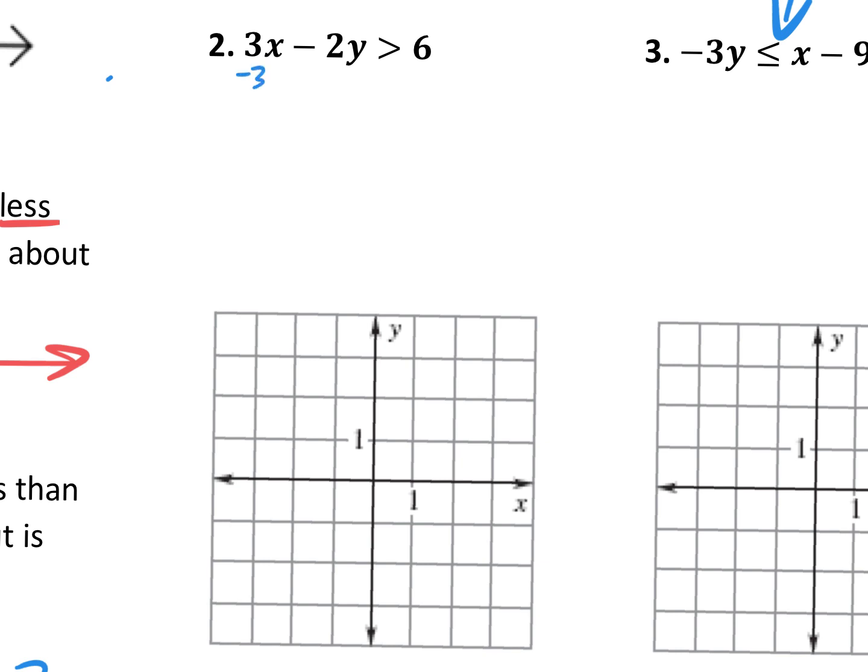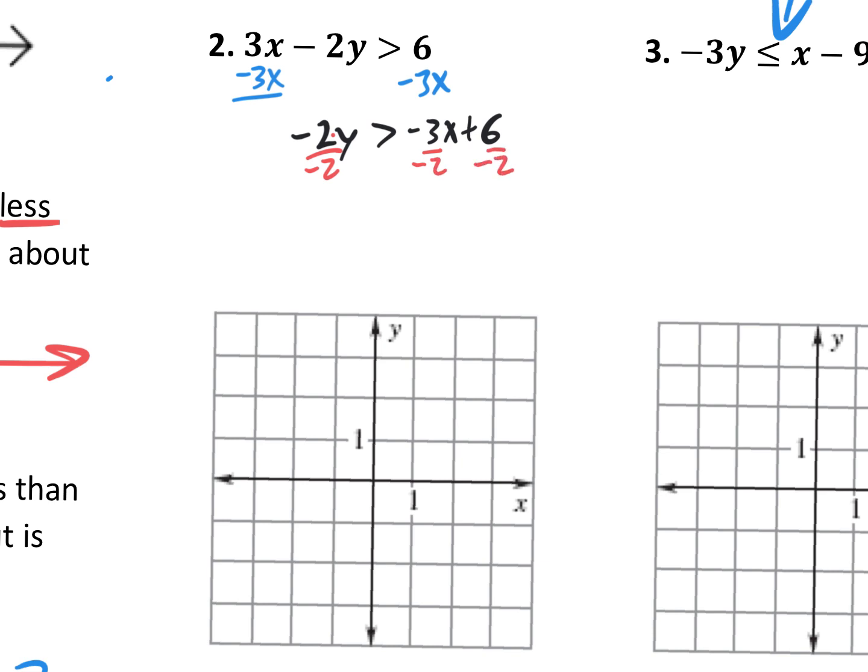Even before that, we're going to subtract 3x and subtract 3x to get y by itself. We're going to have -2y is greater than -3x plus 6. That really is saying -2 times y. To get rid of that multiplication of -2, you're going to divide by -2, divide by -2, divide by -2.